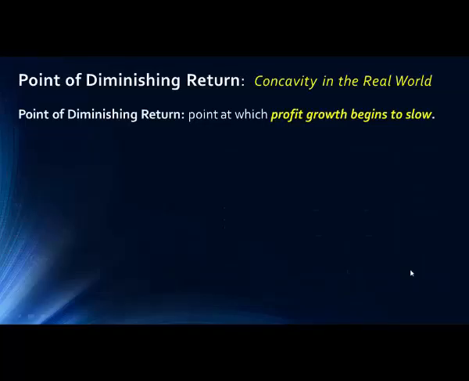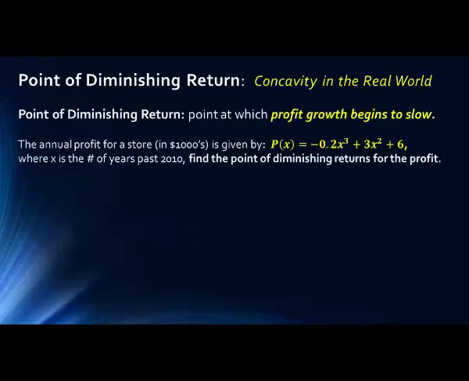All right. Let's look at a real-life example. The point of diminishing return. This is the point at which profit begins to slow. Okay? This occurs at any inflection point. The annual profit for a store in thousands of dollars is given by P of x equals negative 0.2x cubed plus 3x squared plus 6, where x is the number of years past 2010. Find the point of diminishing returns for the profit.